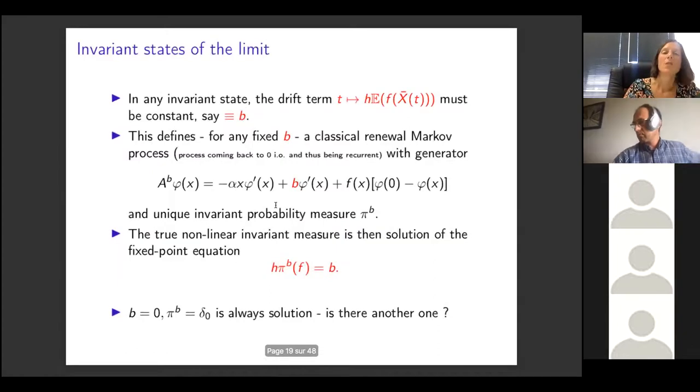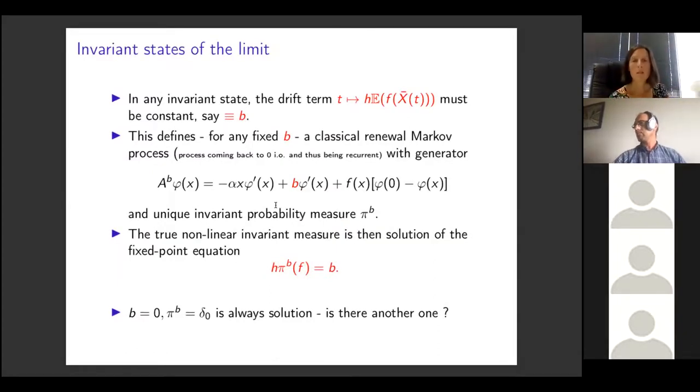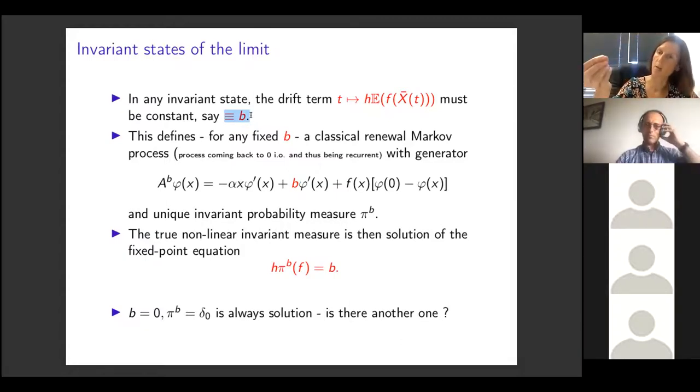Good. So what about invariant states of the limit system? Whenever you are in an invariant state, that means that it must be stationary, and that means that the average input that comes from the system, so h times the mean spiking rate, must be constant. So I call that constant just a little b. You consider this as a parameter, and then for each fixed value of the parameter, you just get a classical renewal Markov process. Why renewal? Because you have the spiking neuron, the reset to zero, and each reset to zero induces a loss of memory property, and then you can write down explicitly the associated invariant probability measure.